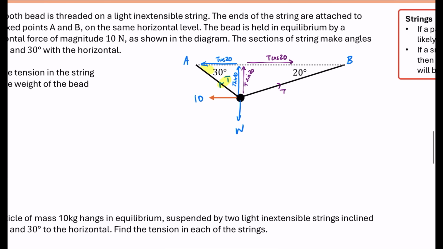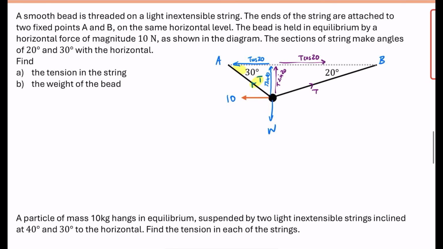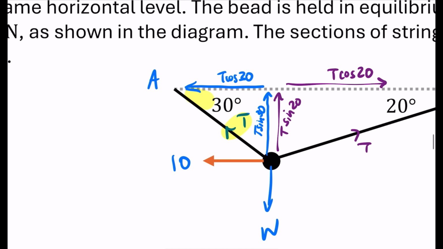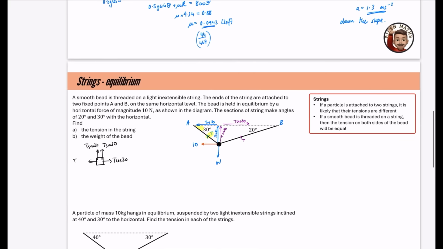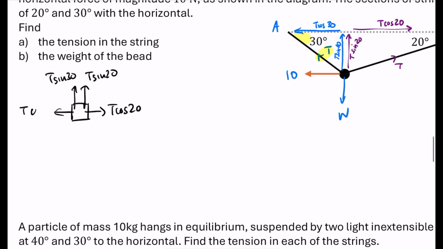If you wanted to, you could do another redraw diagram like Miss Wahida Begum would have taught me to do. So the force going up, we have a T sine 20 and a T sine 30. If this helps, force to the right, T cos 20, and force to the left, we have a T cos 30 in this part. Oh, did I put a 30 up there? I did. It just looks like a 20. And don't forget, we've still got the 10, and we have the W.